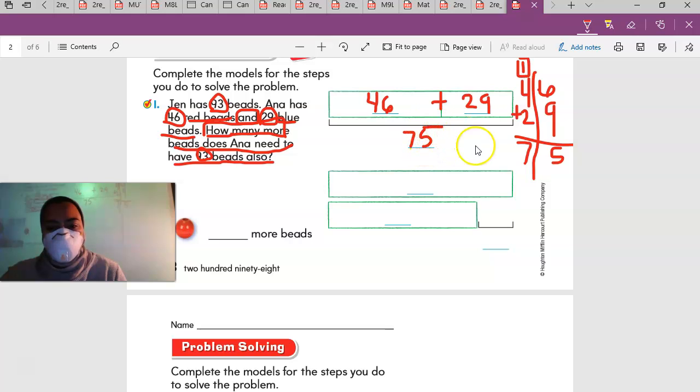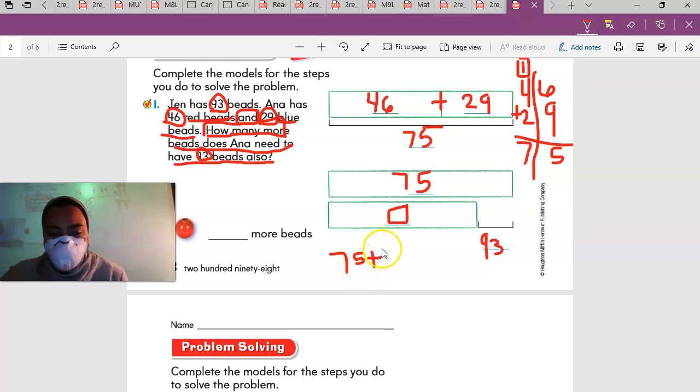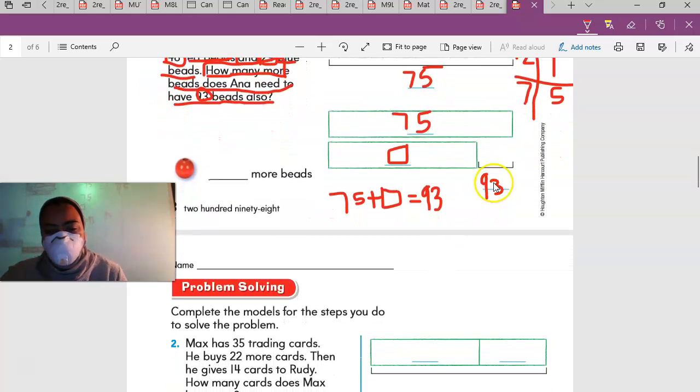Is that my final answer? No. How many more beads does Anna need to have 93 beads? Okay, so she wants to have 93 beads. She actually only has 75. What goes here? So if you look at this, it says 75 plus what is 93. What am I going to do to solve that problem, everyone? Subtract what? 93 minus 75. Go ahead and pause the video now and try that problem.